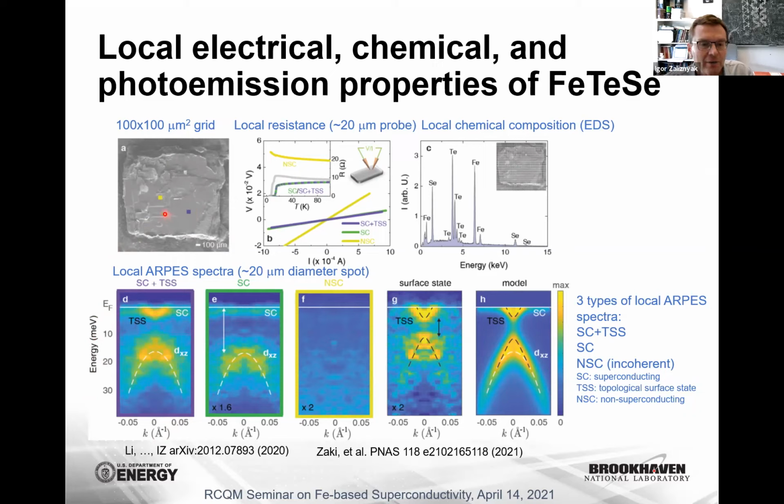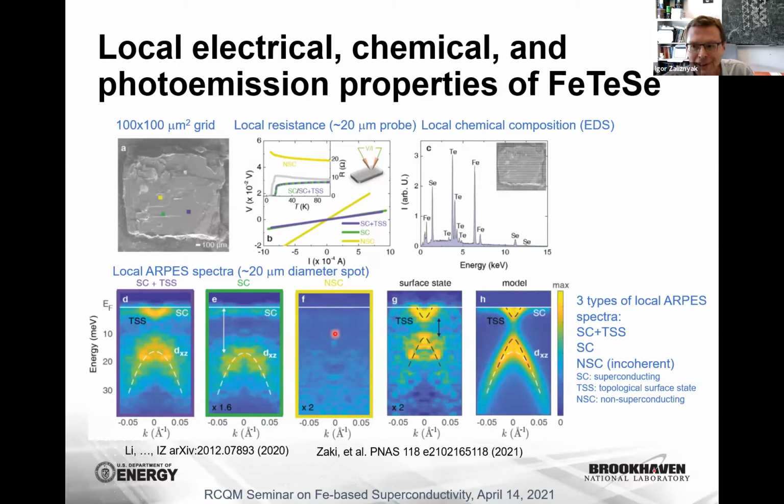There are other regions, like one marked by the green spot here, where the bulk band is observed and the superconducting condensate peak is observed, but no topological surface state is observed. And yet there are other regions, like the one shown here in yellow, where a totally incoherent band structure is observed. In other words, no coherent features can be easily identified.